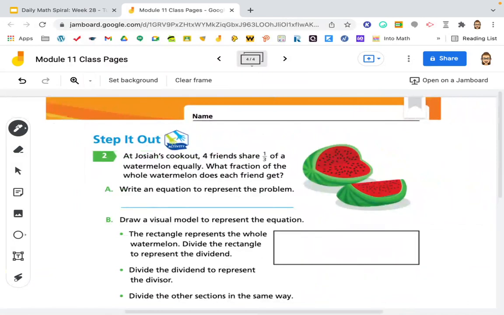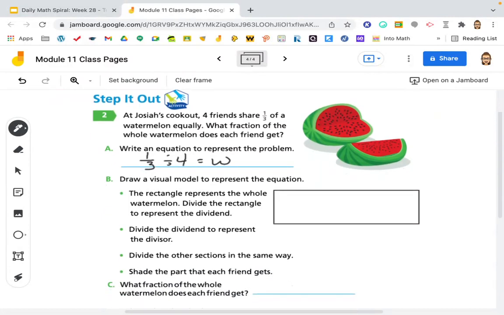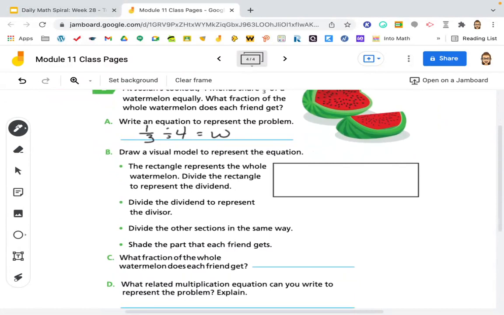So then, at Josiah's cookout, friends share 1/3 of the watermelon equally. What fraction of the whole watermelon does each friend get? Well, our equation for this one is we're sharing 1/3, so we're going to start with the 1/3, and we're going to divide that by 4 equals the watermelon. So then it says, draw a visual model to represent the equation. The rectangle represents the whole watermelon. So divide the rectangle to represent the dividend. Well, to represent the dividend, we're going to divide it into thirds, not fourths, which is what I just did. We're going to divide it into thirds.